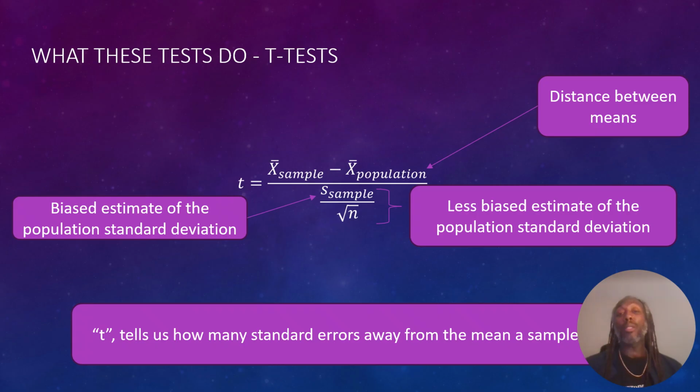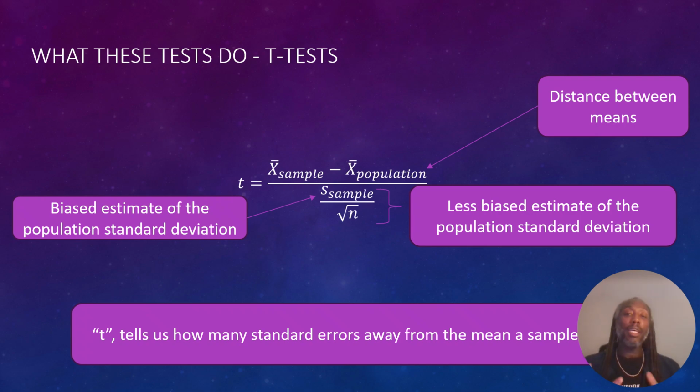But one way to make it a little bit better, a little bit closer to the population standard deviation, is if we divide it by the square root of n. So if we weight that standard deviation by the number of values that went into it, we come out with a less biased estimate of the population standard deviation. And that's what we use because we really want to reference this in terms of population standard deviations, right? How far apart are these means relative to the standard deviation of their respective populations.